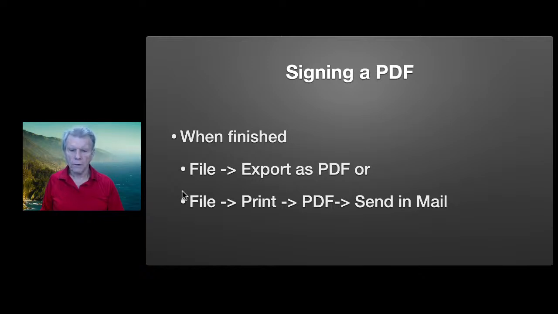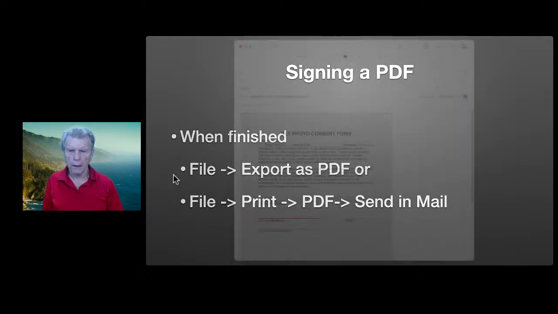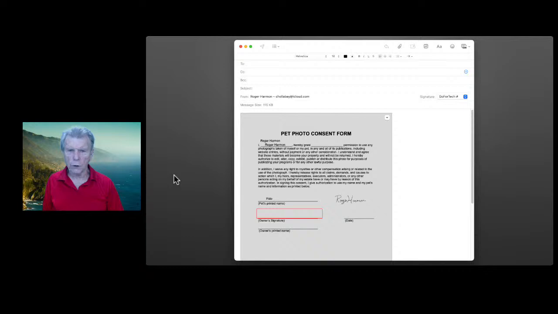Now, I found that this was inconsistent. I tried it 3 times and it didn't work twice. So I'll just show you what you're going to get when you click on Send in Mail. It automatically opens a new mail message. You would then put in your addressee, your subject. You could click here in the body of the email outside of the PDF and put a note in there, and then you would send it. So that's what you do.